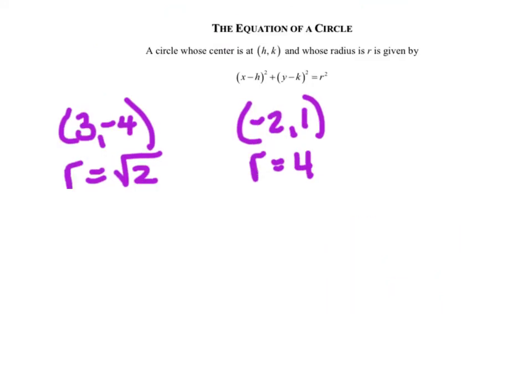Now I am going to switch gears on you. If I went too fast, pause it, rewind it, and we're going to talk about the equation of a circle. And remember, a circle has a center of HK and has a radius of r. And this is that general formula we should know.